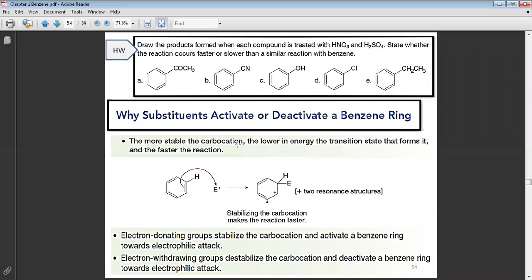Of course. He said here, look, the electron donating groups stabilize the carbocation and activate the benzene ring toward electrophilic attack. The second one, electron withdrawing groups destabilize the carbocation and deactivate the benzene ring toward electrophilic attack. Okay, this is clear.